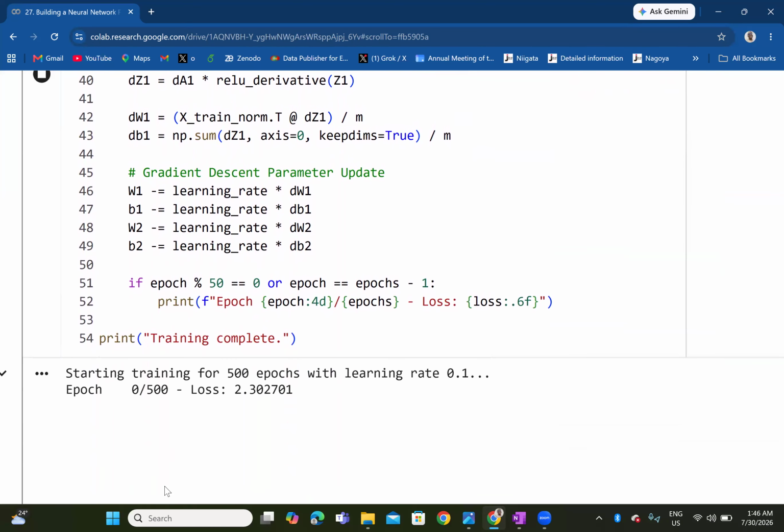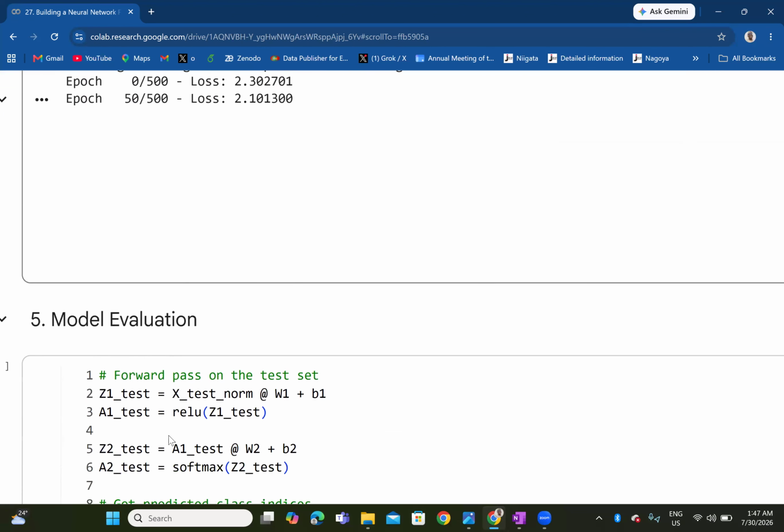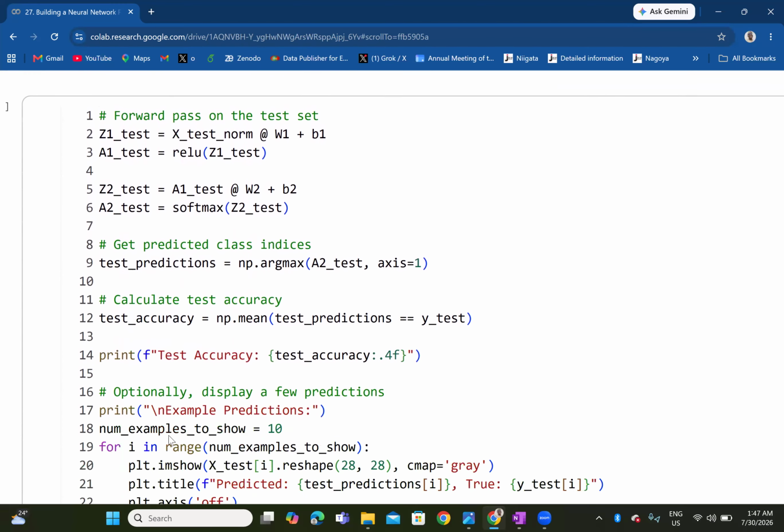So you see the epoch has started: starting training for 500 epochs with learning rate 0.1. We are still on the first epoch, so to speak. It prints in steps of 50: if epoch % 50 == 0 or epoch == epochs - 1, print the epoch. So we are doing it in 50s like this. You can see the loss is getting better. It started from 2.3027, now it is 2.10. It is going to go in 50s until we get to 500. We'll come back to that later.